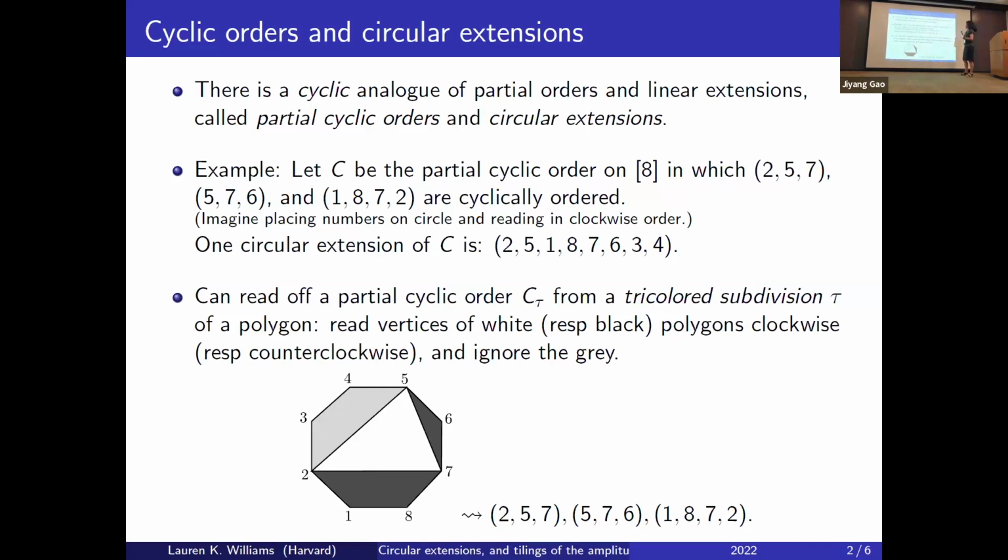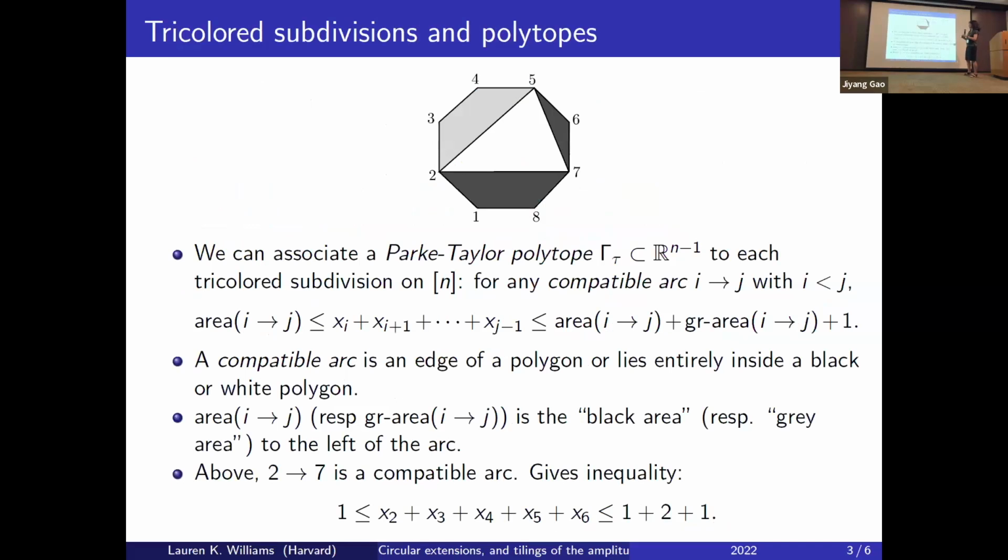And you can read off a partial cyclic order from this tricolored subdivision, where you look at your white polygon, read its vertices clockwise, and you look at the black polygons and read their vertices counterclockwise. So from a tricolored subdivision, you can also define a polytope, a Parker-Taylor polytope.